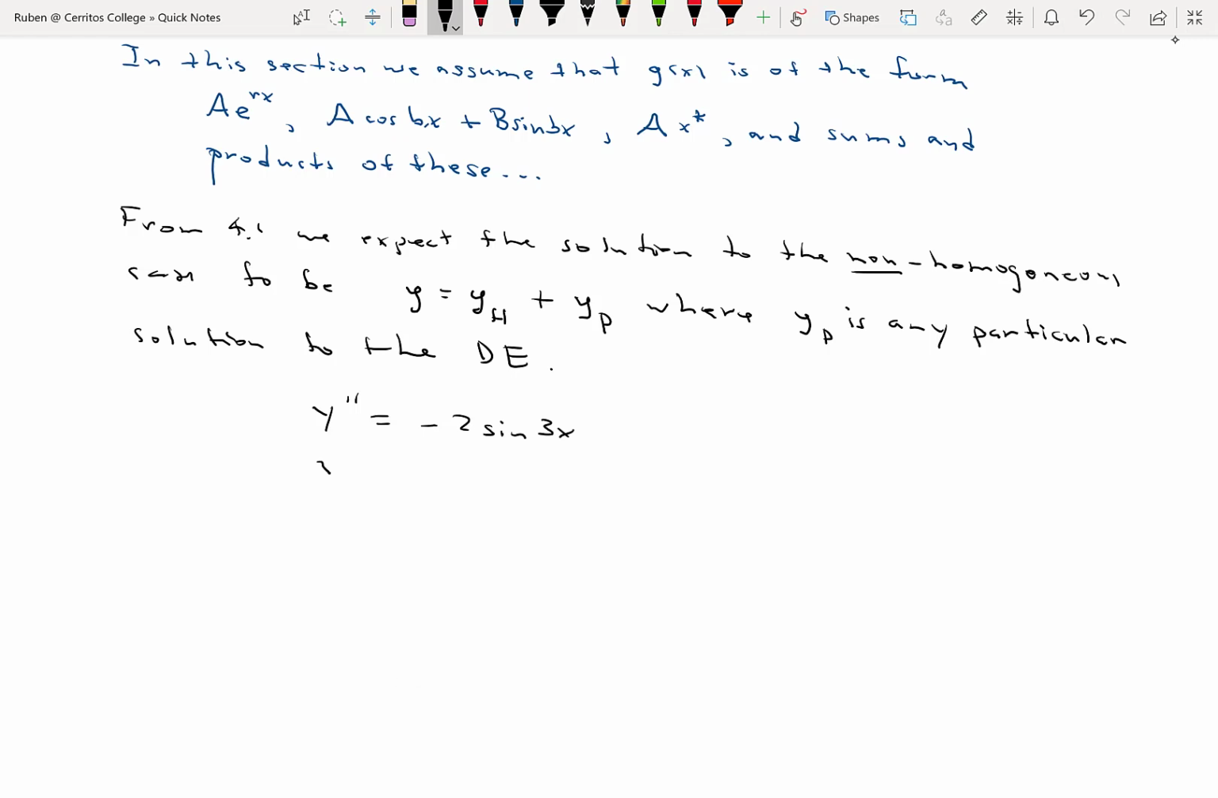I just want to show you what the structure of the solution looks like. So if we integrate both sides, we get y prime equals the integral of sine is negative cosine. So we get 2/3 cosine 3x plus a constant.